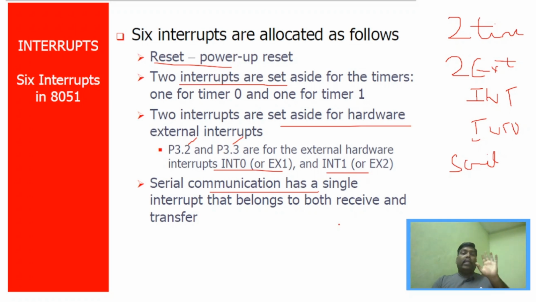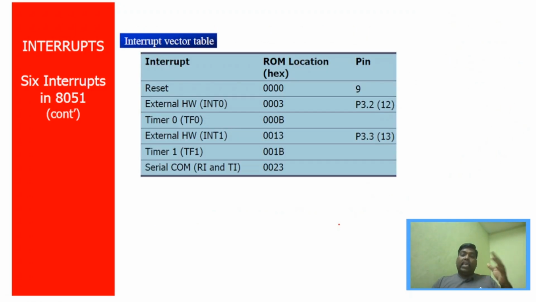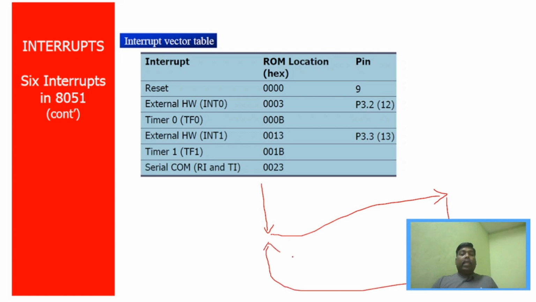So as of now, there are 5 different interrupts. Whenever there is an interrupt, the main program will be stopped and it will go to the subroutine, serve the subroutine and come back to the main program. This particular subroutine is the ISR, interrupt service routine. All the interrupts have their own memory location. You can see here, this is the memory location for INT 0, this is for timer 0, this is for external interrupt 1, and this is for timer 1 and serial communication.